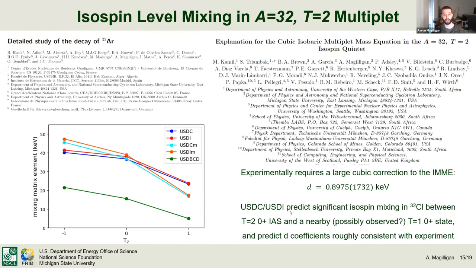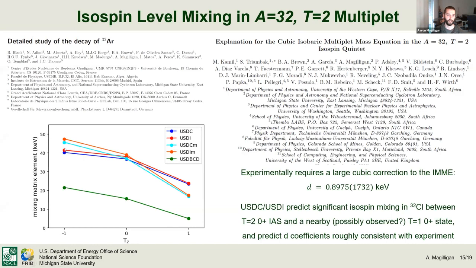USDC and USDI are actually able to predict a very similar D coefficient, and the calculations predict that it's primarily due to significant isospin level mixing between the T equal 2, 0 plus isobaric analog state and a nearby, possibly observed in chlorine-32, T equal 1, 0 plus state.